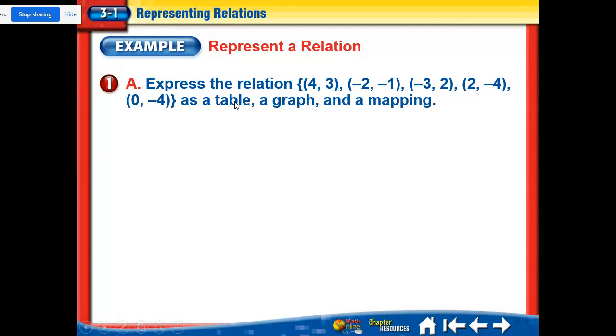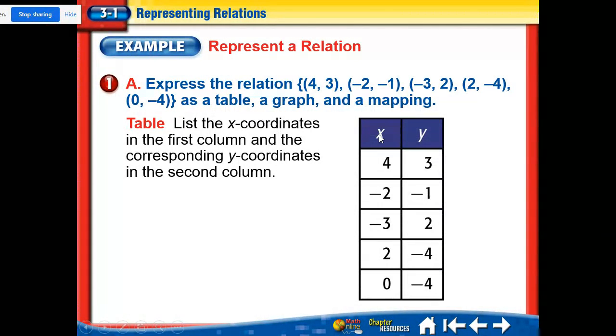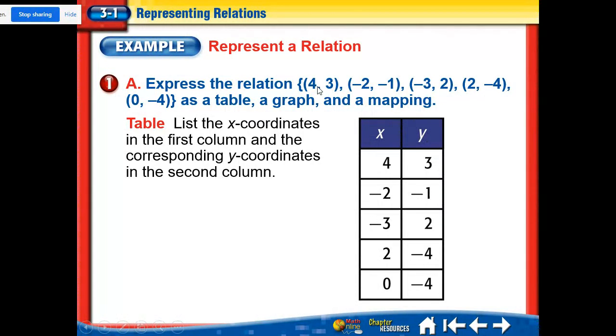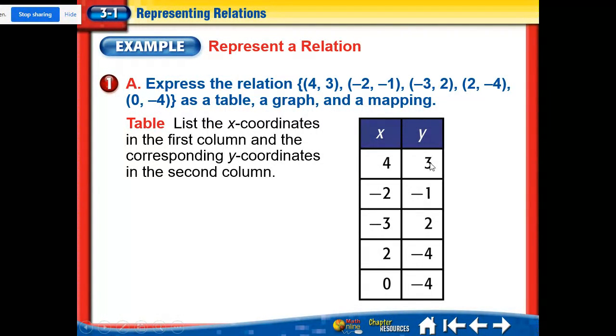The table is probably the easiest one. It's very similar to that dot to dot that we had. They were listed kind of on top of each other. The only difference is we just put an x and a y column. So I take this first ordered pair, it's 4, 3. The next one is -2, -1, and I'm just putting them next to each other, making a column for all the x's and a column for all the y's.